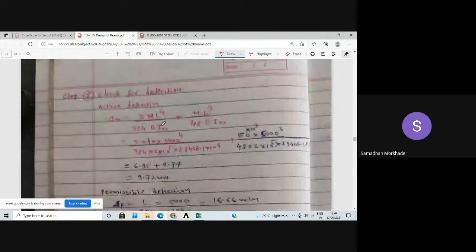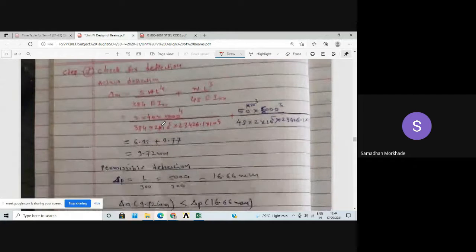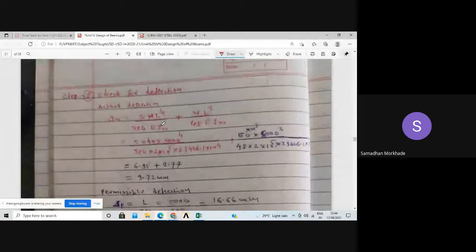Now next, check for deflections. This step is very important. First of all, we have to calculate the actual deflections. Our beam is subjected to UDL as well as a point load. The UDL formula for actual deflection is 5WL^4 divided by 384 EI. In addition to the UDL there is a point load, and the deflection formula for a point load at the center is WL^3 by 48 EI.